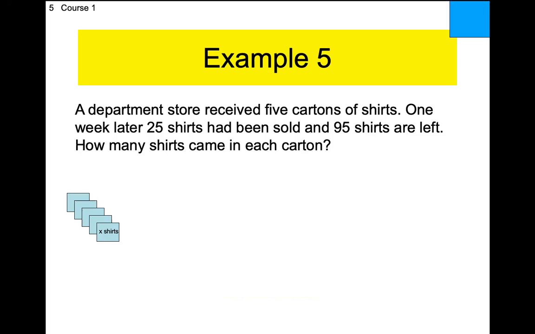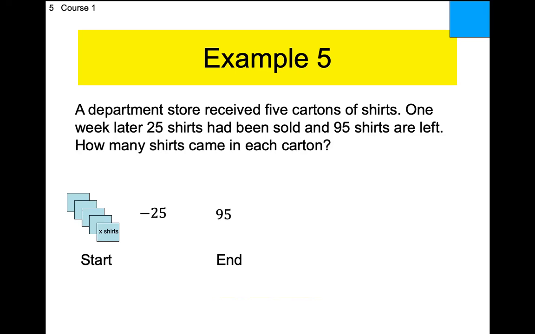What happens next in our problem? And then 1 week later, 25 shirts have been sold. So mathematically, what would I write? Minus 25. Everybody understand why we're writing minus 25? And then 95 shirts are left. Make sure everybody agrees. So what do you want me to write? 5X minus 25 equals 95. So at the end, you have 95 shirts.